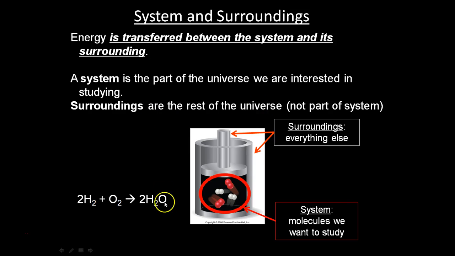So if we were to look at, this is actually a depiction of a car engine piston. So if we were to look at this particular depiction, our system here would be the chemicals or the gases in the piston, and then the surroundings would be the piston itself. And so if we were to do some sort of reaction, say form water in here, the system would be the water, or the reaction of the hydrogen and oxygen gas going to form water.